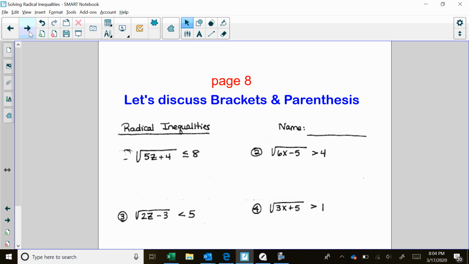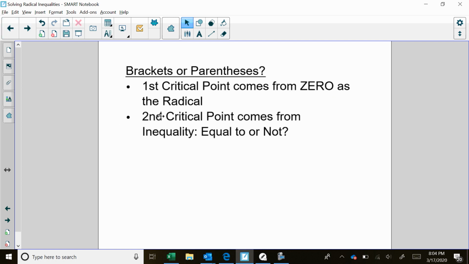Okay, so let's talk about brackets and parentheses. Based on the previous slide, critical points. A critical point is what the answer is going to be bordered by. So the critical points are basically boundaries as to where the answer lies. The answer is either going to be to the left of the critical point or to the right of the critical point. It just kind of depends on what the inequality is telling us in the problem.